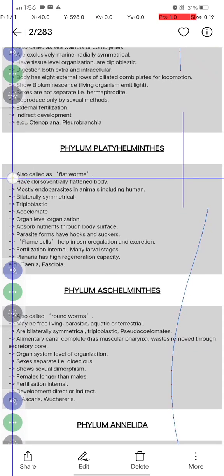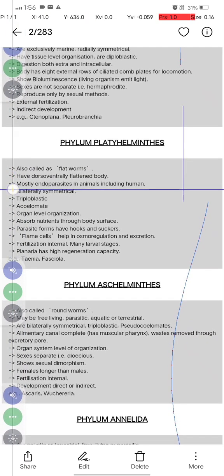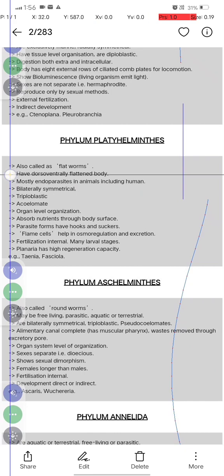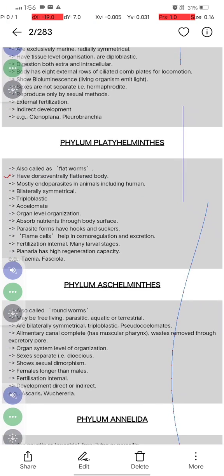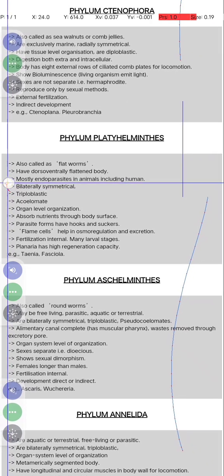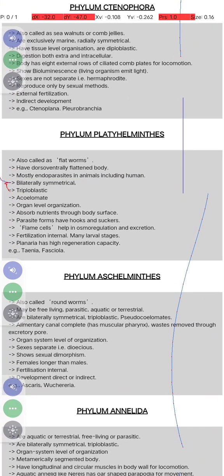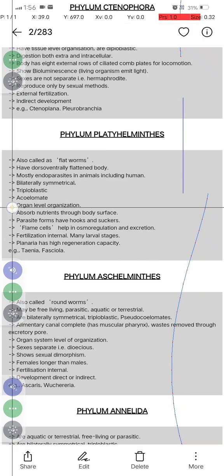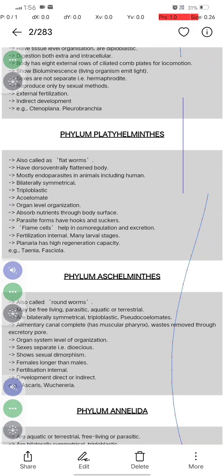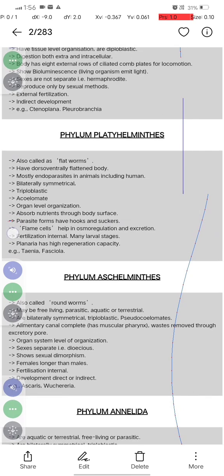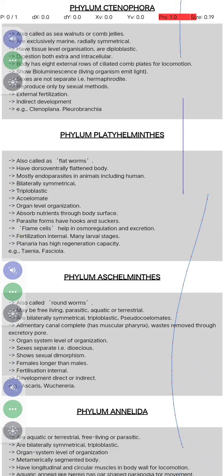Also called flat worms, they are dorsoventrally flattened, mostly endoparasitic in animals including humans, bilaterally symmetrical, triploblastic, acoelomate, with organ level of organization, and absorb nutrition through the body surface. The parasite forms have hooks and suckers. Flame cells help in osmoregulation and excretion. Fertilization is internal with many larval stages.